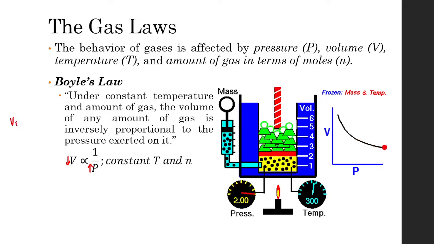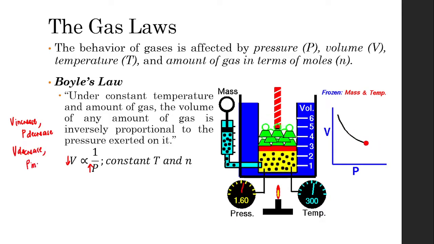So when volume increases, pressure decreases. Or when volume decreases, pressure increases. So their direction is opposite. That's what we call inversely proportional. And if we look at this right here, every time we lessen the volume, you go from 4 to 2, you notice that the pressure increases. But every time the volume goes up, the pressure decreases. So that is the inverse relationship between volume and pressure.